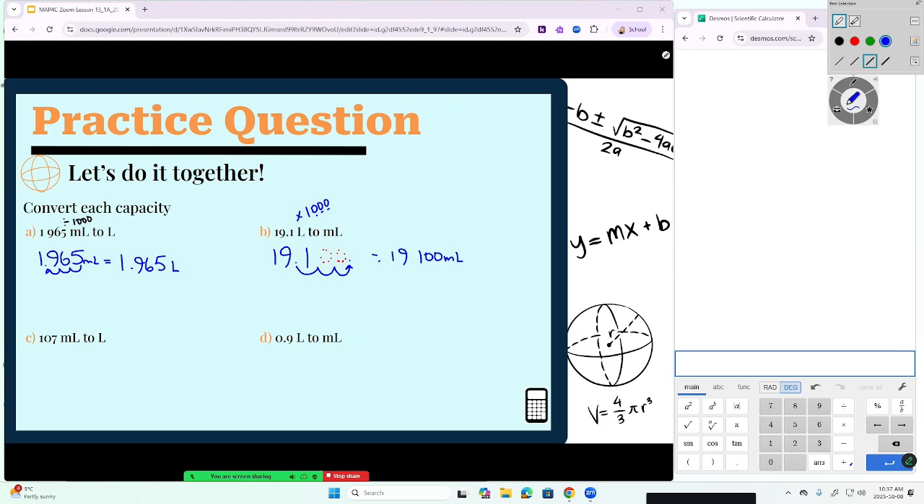19,100 milliliters. You're just finding, am I going from a bigger unit to a smaller unit? If so, I need to multiply, but if I'm going from a smaller unit to a larger unit, I need to divide. Dividing means I'm moving the decimal to the left. Multiplying means I'm moving the decimal to the right.